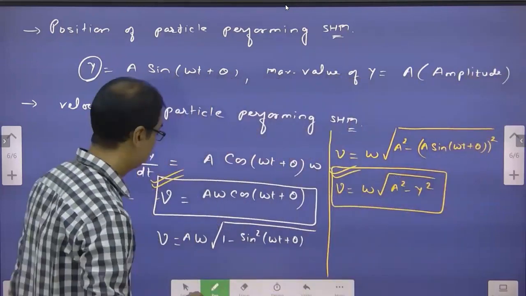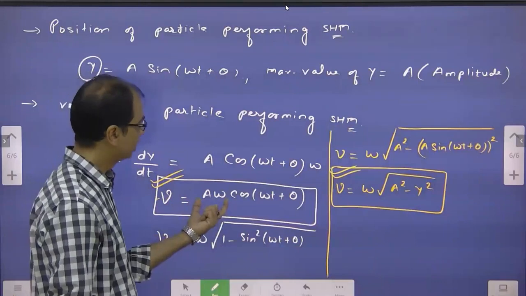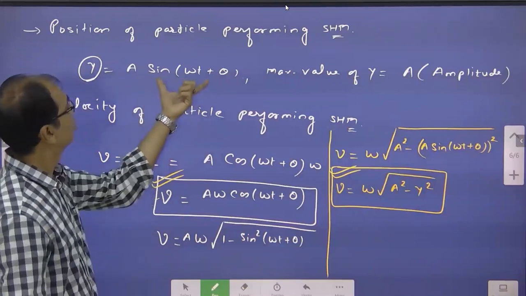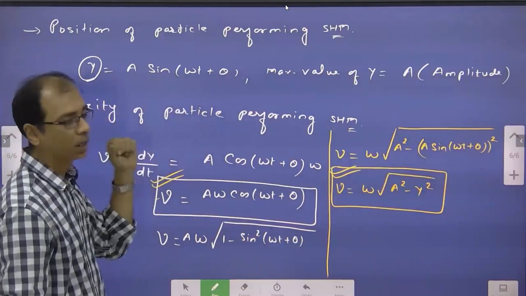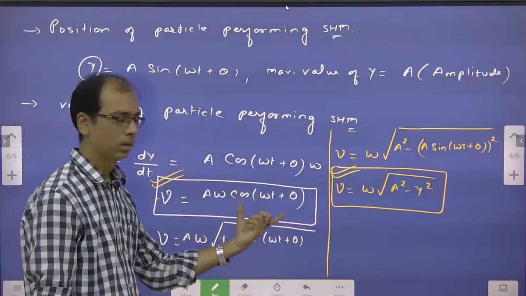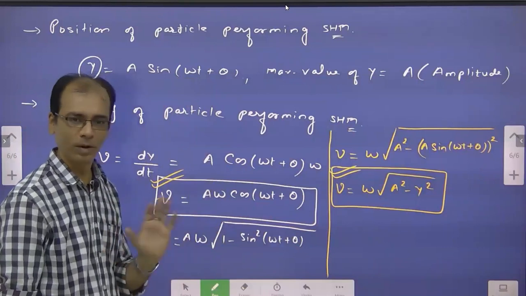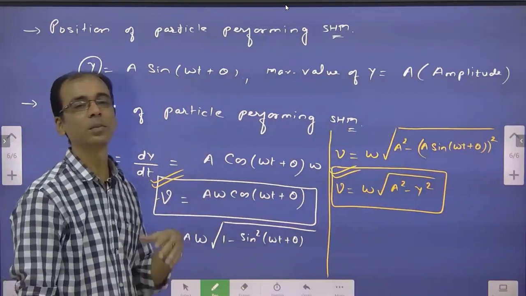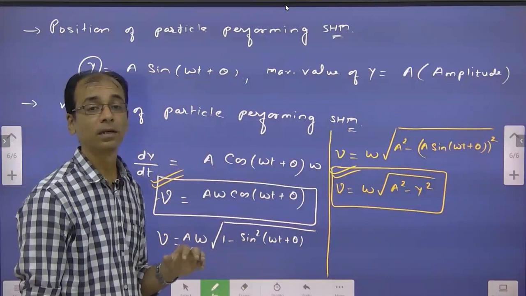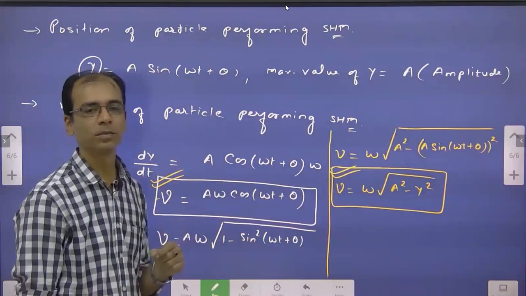Maximum value of v is a omega, because the cos will become 1. Here also, same: when y was maximum, sine of omega t plus theta became 1, that's why y equal to a. Same way, when we want velocity maximum, cos of omega t plus theta becomes 1, v equal to a omega. But how is it possible that both become maximum at the same time? They will not. Velocity will be maximum at some other time, and position at some other time. In fact, when position is maximum, velocity is 0.